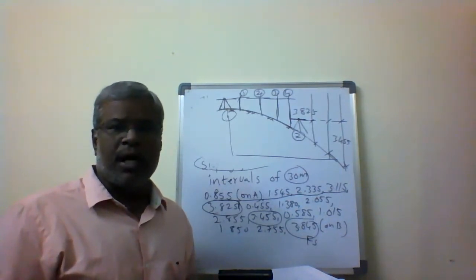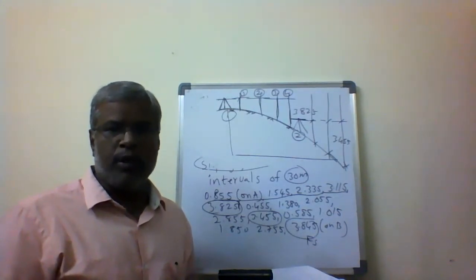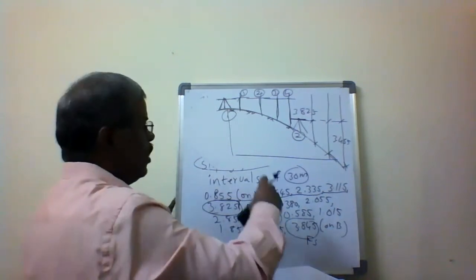From this, we are going to calculate the gradient of the ground, the given sloping ground. Now we are going to work the problem.